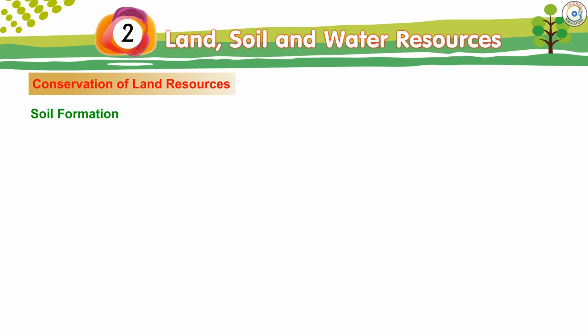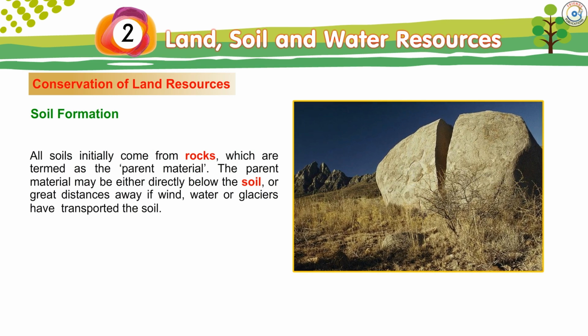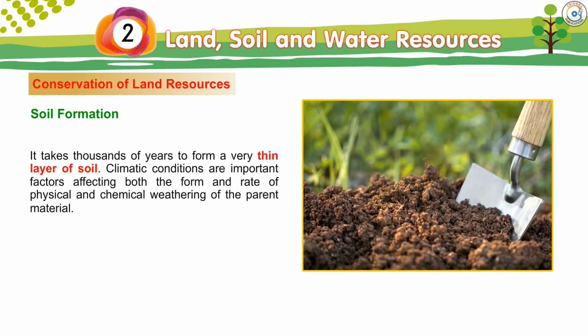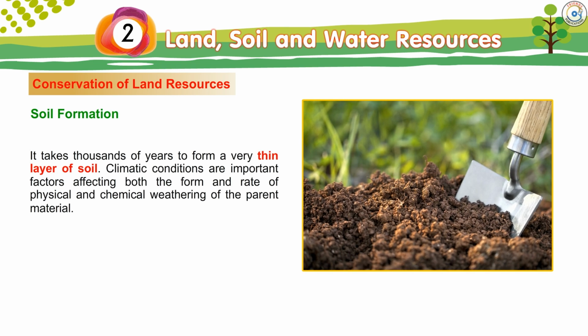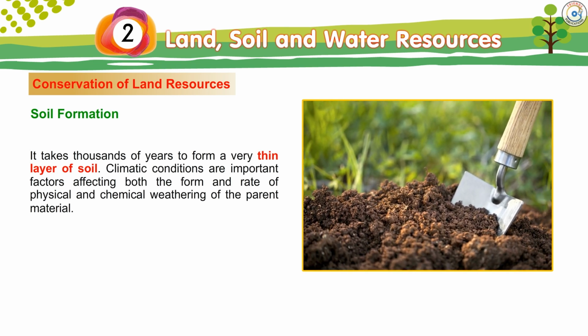Soil formation. All soils initially come from rocks, which are termed as the parent material. The parent material may be either directly below the soil or great distances away if wind, water or glaciers have transported the soil. It takes thousands of years to form a very thin layer of soil. Climatic conditions are important factors affecting both the form and rate of physical and chemical weathering of the parent material.